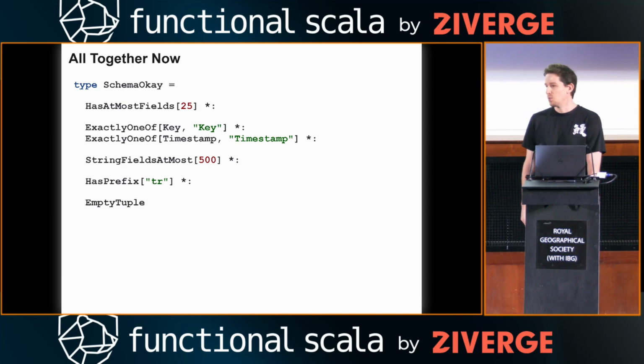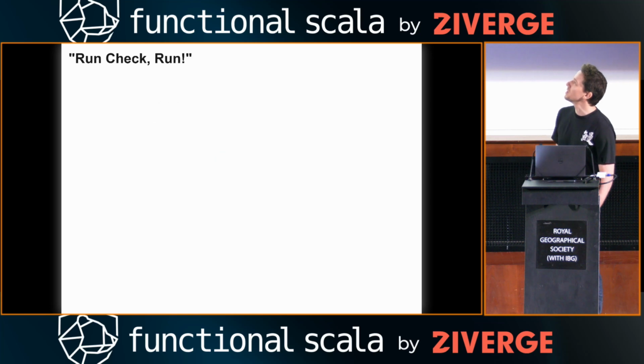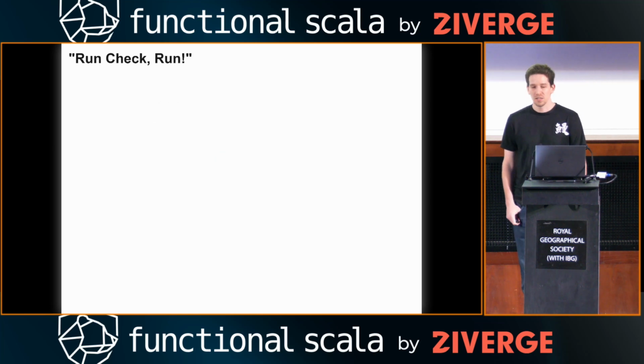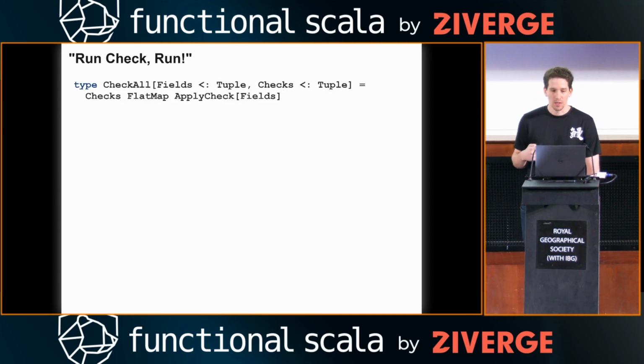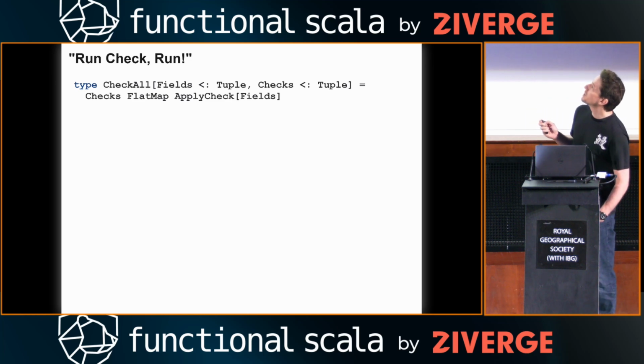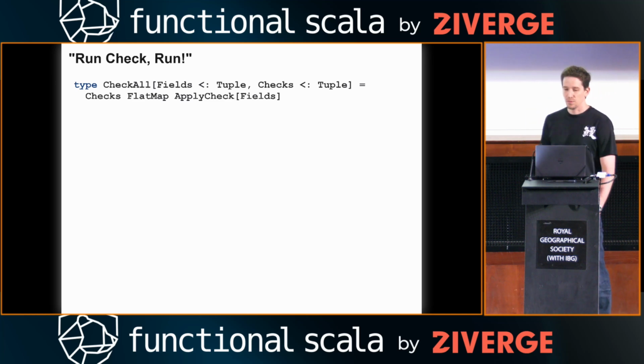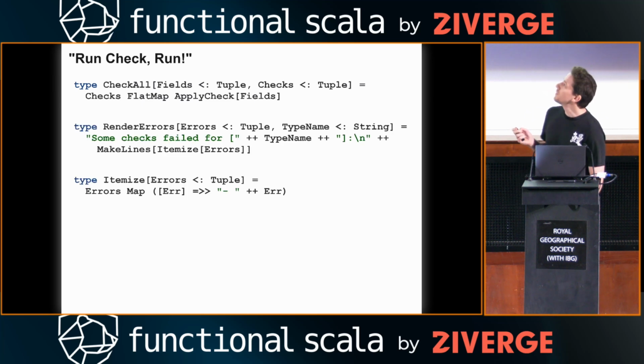And the question is whether it will work just as badly as before, or whether we managed to improve in a way. So we have to run those checks, and before we can run them, we'll put in the last building blocks of our little framework. We're going to create a runner that takes all the checks and applies them, and then concatenates the results with flatMap. We also have rendering for the error, so we want to be friendly, so we say some checks failed, the type name, some new lines, and then we take the list of errors and concatenate them into a single list with new lines.